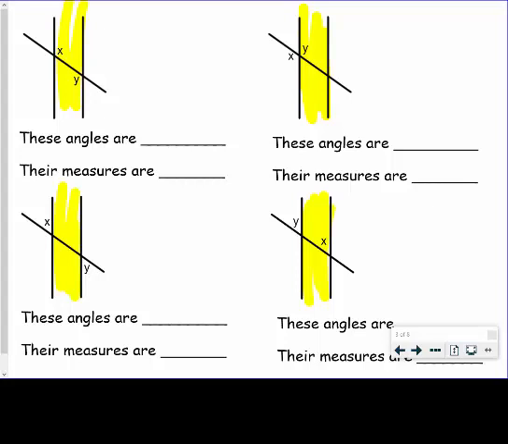I can't tell if that's an 80-degree angle or not. Zach, what are these two? What's the vocab word first? Alternate interior. What do we know about alternate interior? Congruence.